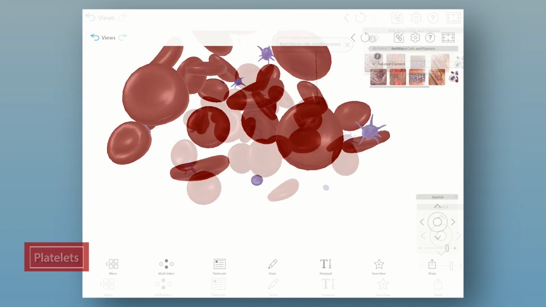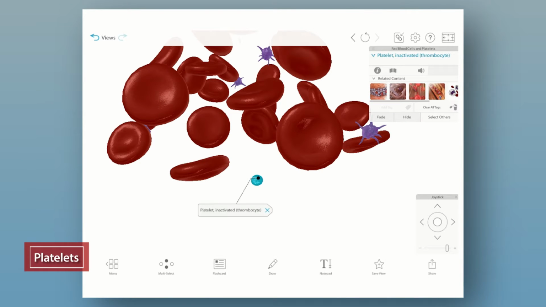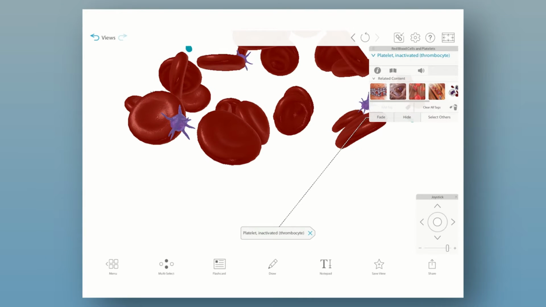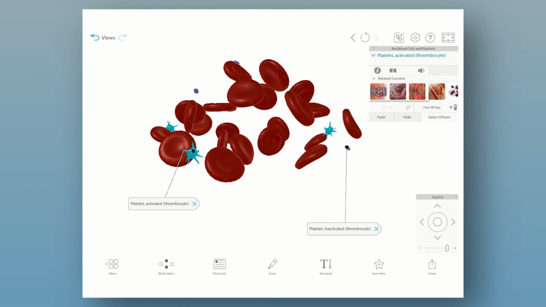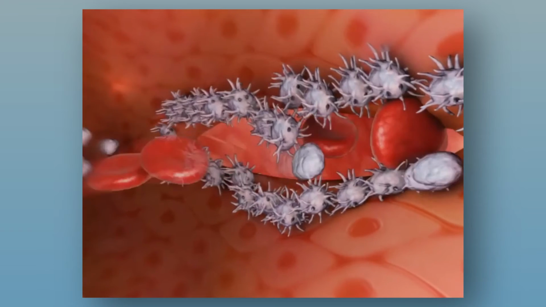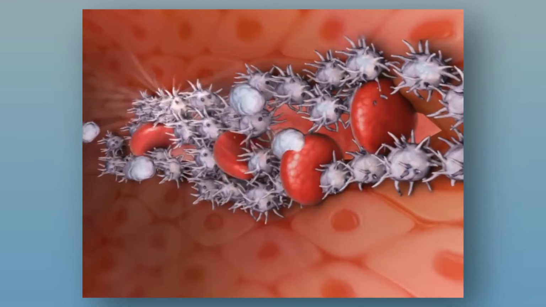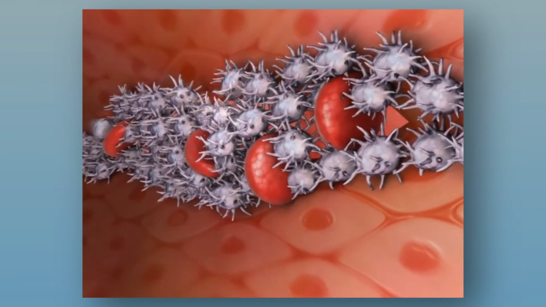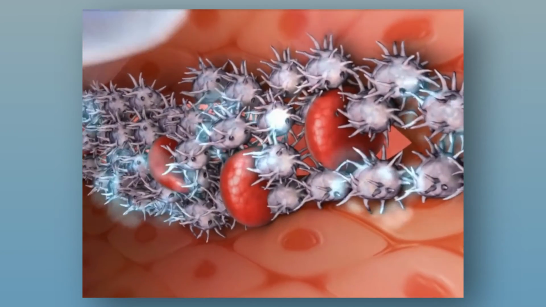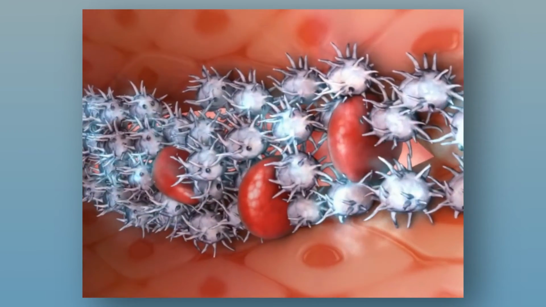Platelets, or thrombocytes, are cell fragments that help prevent blood loss when blood vessels are damaged. As you can see here, inactivated platelets are irregularly shaped discs. In contrast, activated platelets have projections that help them stick to wound tissue and to other platelets to form a plug at the site of a blood vessel tear. Activated platelets also release chemicals that initiate clotting.